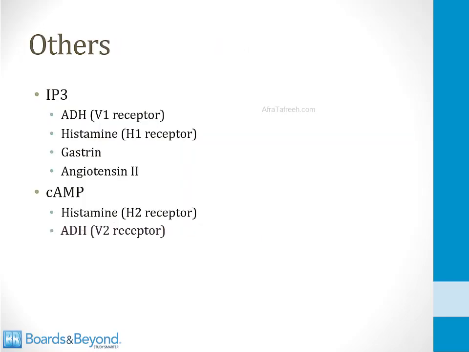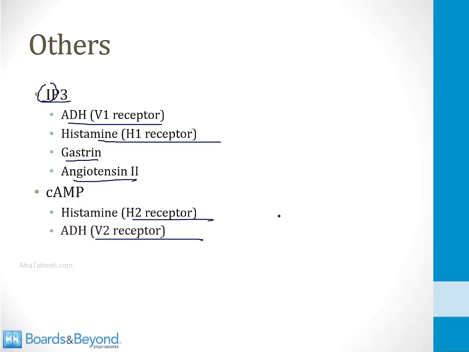And then here are the other IP3 and cyclic AMP receptors. Remember what I told you, IP3 has a 1 for the first letter of its name, and that means that the ADH V1 receptor and H1 receptors have IP3 systems. The other two IP3 hormones are gastrin and angiotensin II. Cyclic AMP works on all the 2 receptors, so the H2 receptor and the V2 receptor. And that concludes our video on signaling pathways.